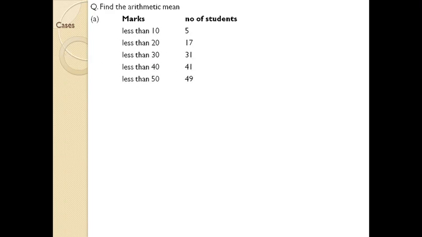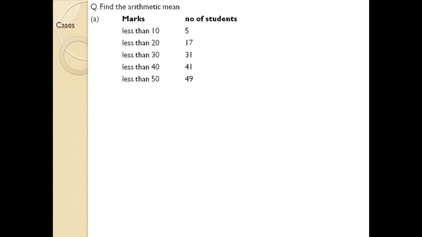Next one, you are asked to find the arithmetic mean of the details given: marks and number of students. Here the details are given regarding the case of a continuous series. And we all know in a continuous series it has to be given like 0 to 10, 10 to 20, 20 to 30 likewise. But here it is given less than 10.